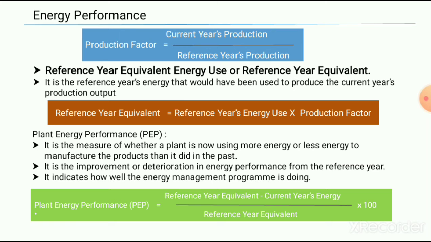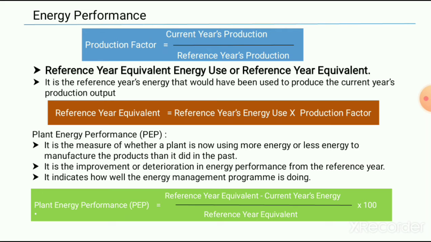So the reference year equivalent is a reference energy that would have been used to produce the current year production output. So the reference year equivalent is equal to the reference year's energy use into production factor.